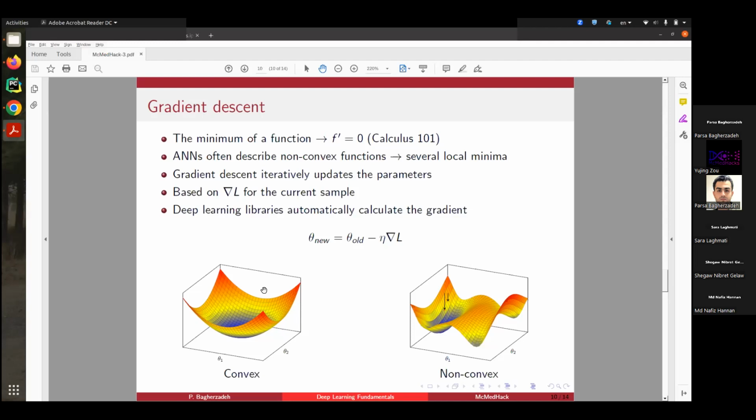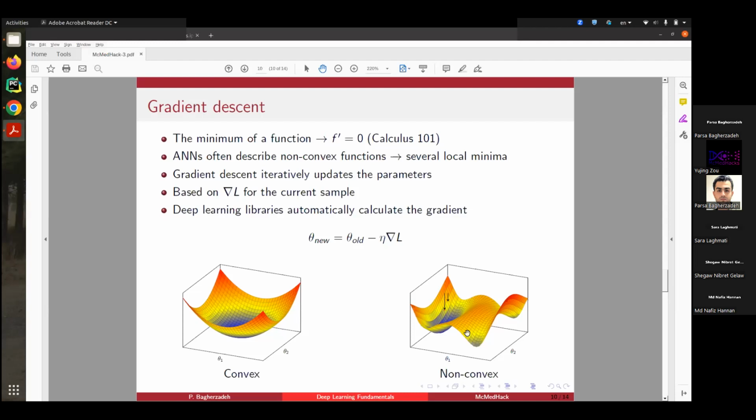However, this is too good to be true, because ANNs often describe non-convex functions. So this is the difference between a convex function and a non-convex function. This is a quadratic function, which is also a convex function. A convex function has only one minimum. However, non-convex functions, which are more sophisticated functions, have several local minima. So we cannot just take the derivative like we used to do and get the minimum, right?